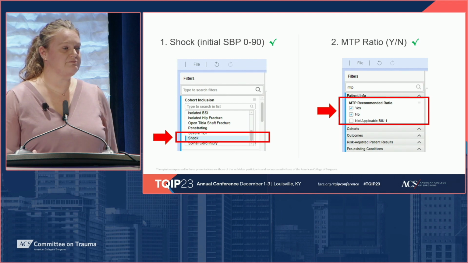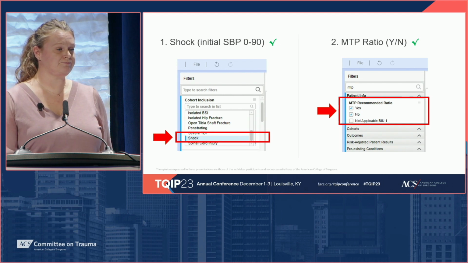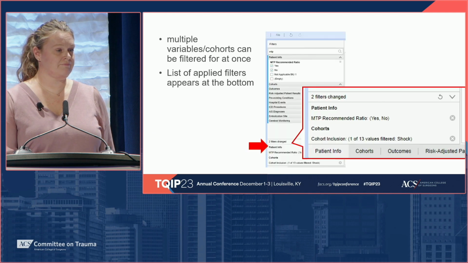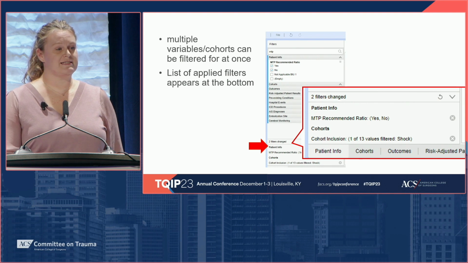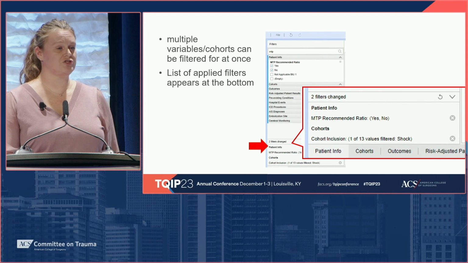So to find our MTP patients, we first filtered for shock, initial systolic blood pressure of 0 to 90. Second, we filtered for MTP recommended ratio, yes or no. Now, the software does allow for multiple filters to be applied at once, and a list of the items that have been filtered for applies at the bottom. So here we can see that so far we have applied filters for MTP recommended ratio and the cohort of shock.